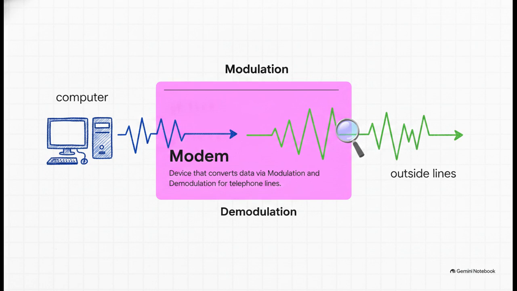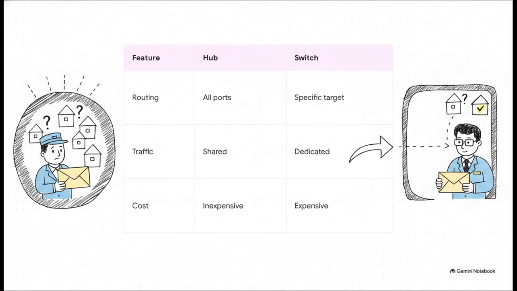It performs modulation, which means turning your computer's digital data into an analog signal to send it out, and then it handles demodulation, catching the incoming analog signal and translating it right back into digital data so your computer can actually understand it. Now, once that data gets into a local network, it has to be directed to the right computer. This is where we run into hubs and switches.